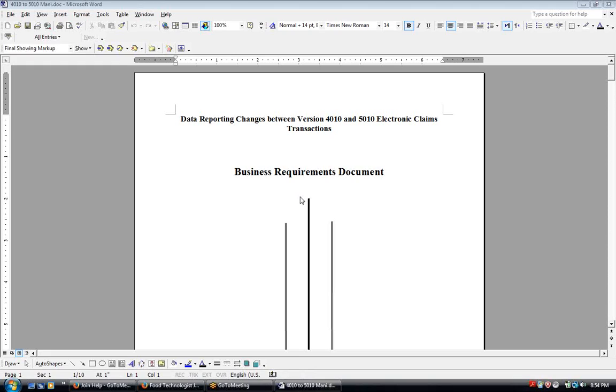Yes. Okay. So basically what I did was, I knew where to begin, but I didn't know what the body would be. So I just gave a name to the title: Data Reporting Changes Between Version 4010 and 5010 Electronic Claim Transaction. It's a business requirements document.